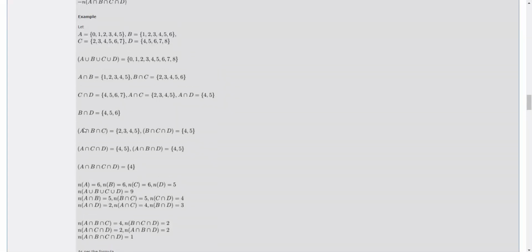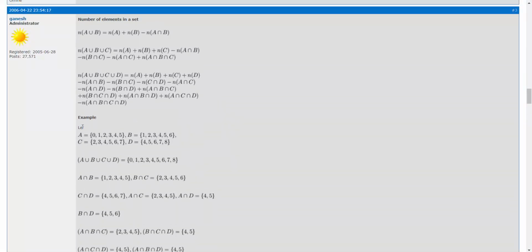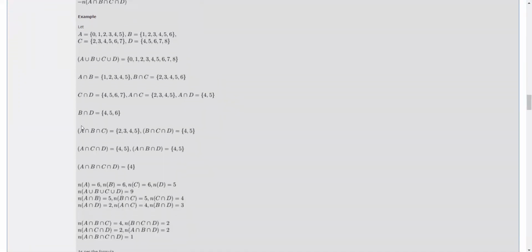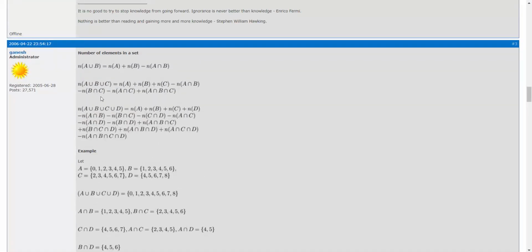Okay, so what's the deal with the formula here? Number of elements. So we could go: the number of elements in A, that's 6, plus the number of elements in B. Yeah, so it goes through all of this.